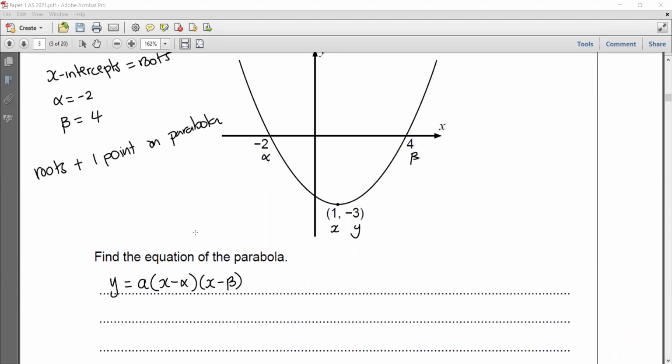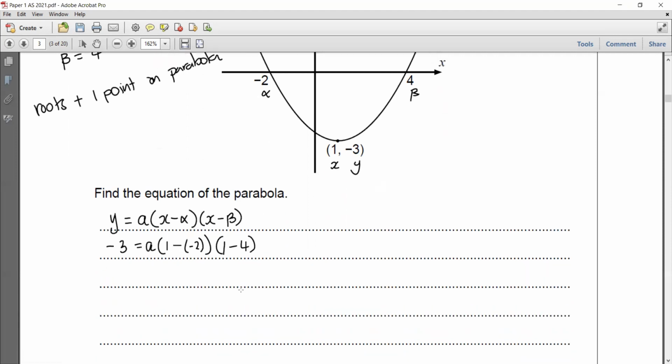So now we go ahead and substitute. So we said our y is -3. So I have -3. This is equal to a. Remember, a is what we need to solve. And then x is 1. And then my alpha is -2. So 1 minus -2. And then x, this is 1. And then beta is 4. So this is all what I have.